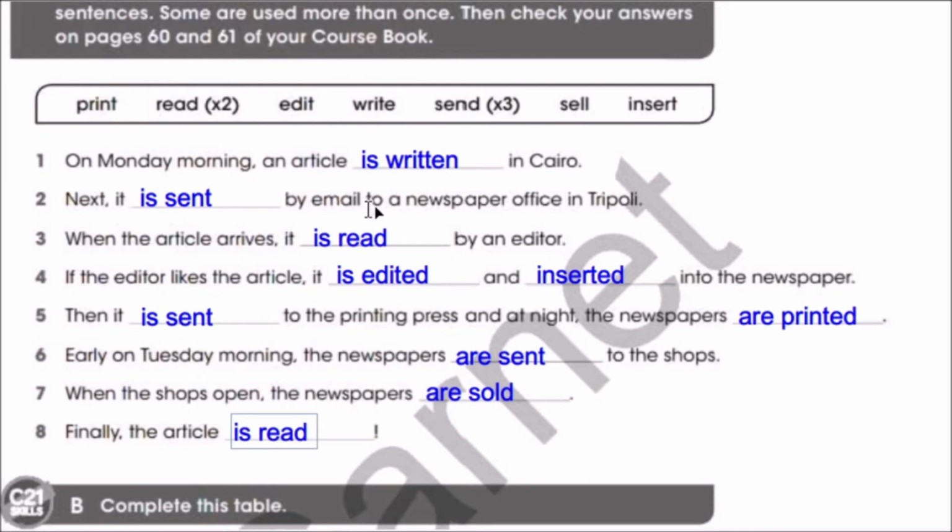What is the difference between them? Very good. Is for singular nouns, like an article. And are is for plural nouns, like newspapers. Focus on that. This is very important. Now let's move on to question B.